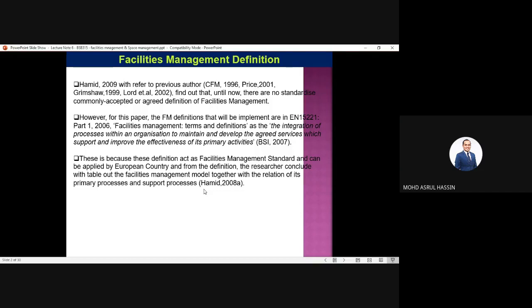However, the facilities management definition that is implemented in standard EN 15221 Part 1, 2006, defines facilities management as the integration of the processes within an organization to maintain and develop the agreed services which support and improve the effectiveness of primary activities. This definition acts as the facilities management standard and can be applied by European countries, and from the definition we have tabled out the facilities management model together with the relation of its primary processes and support processes.